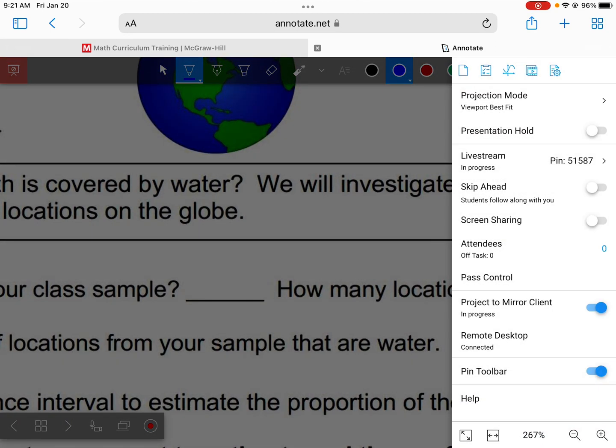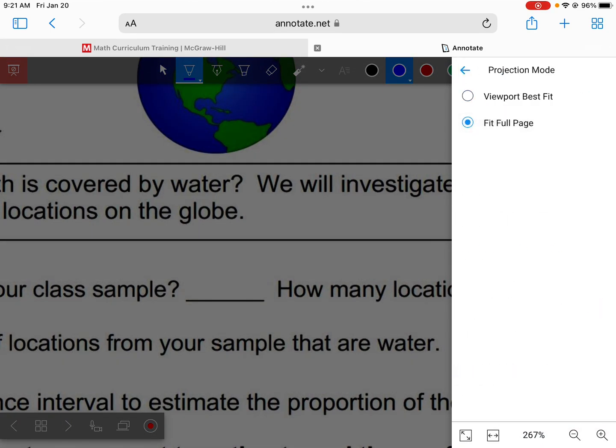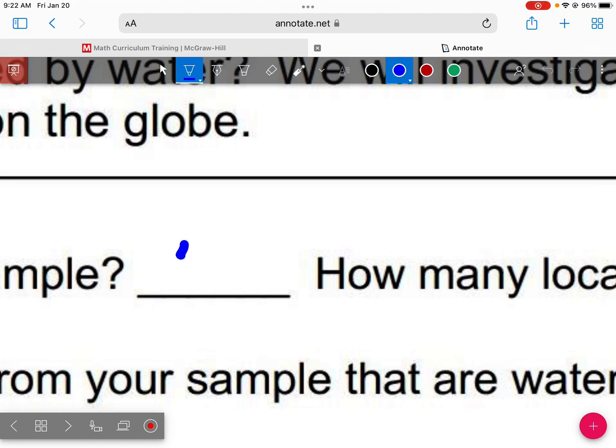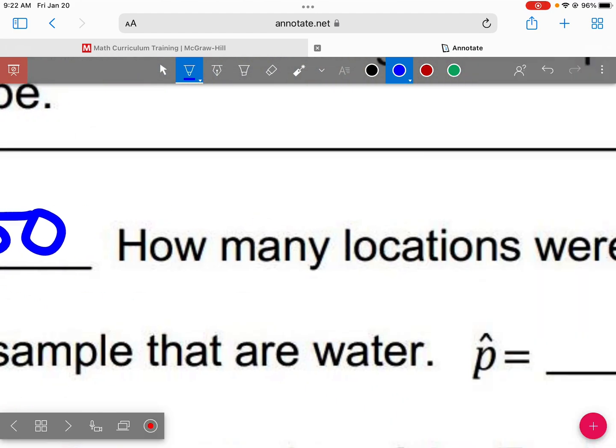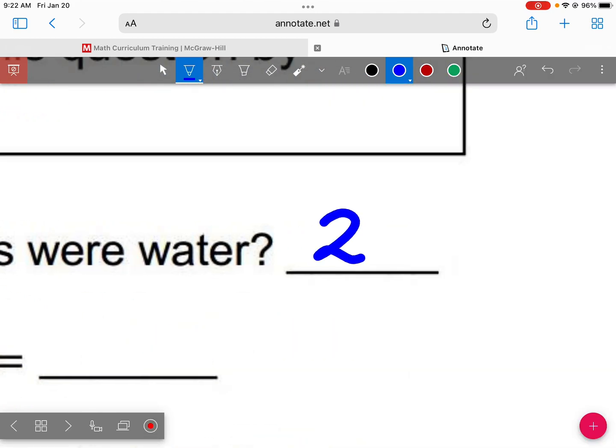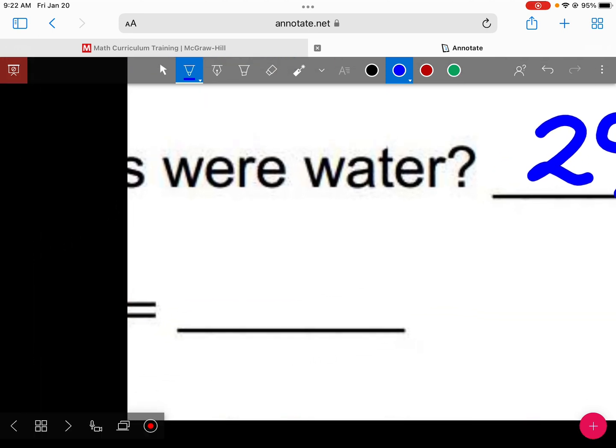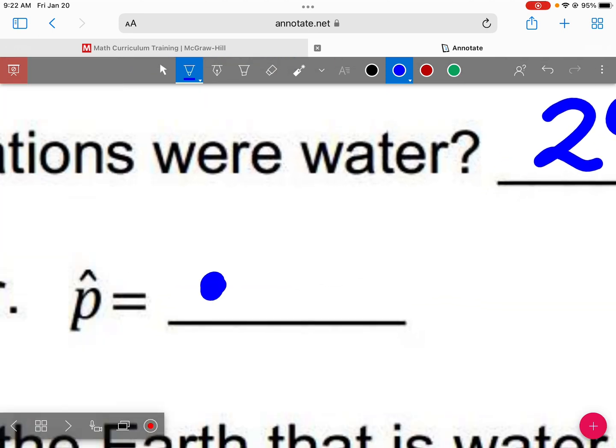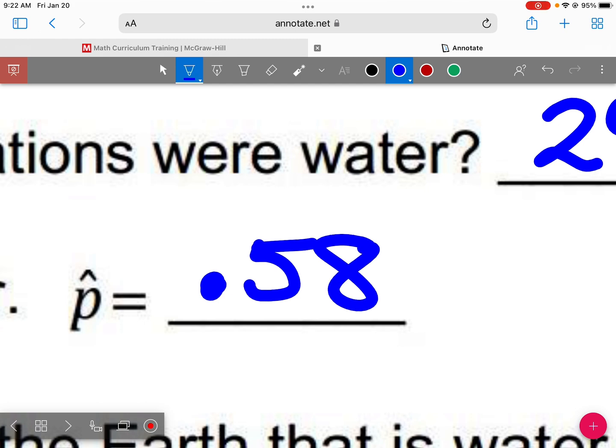Sorry. How many locations were water? 29. Calculate the proportion of locations from your sample that are water. What is our p-hat value? 0.58.